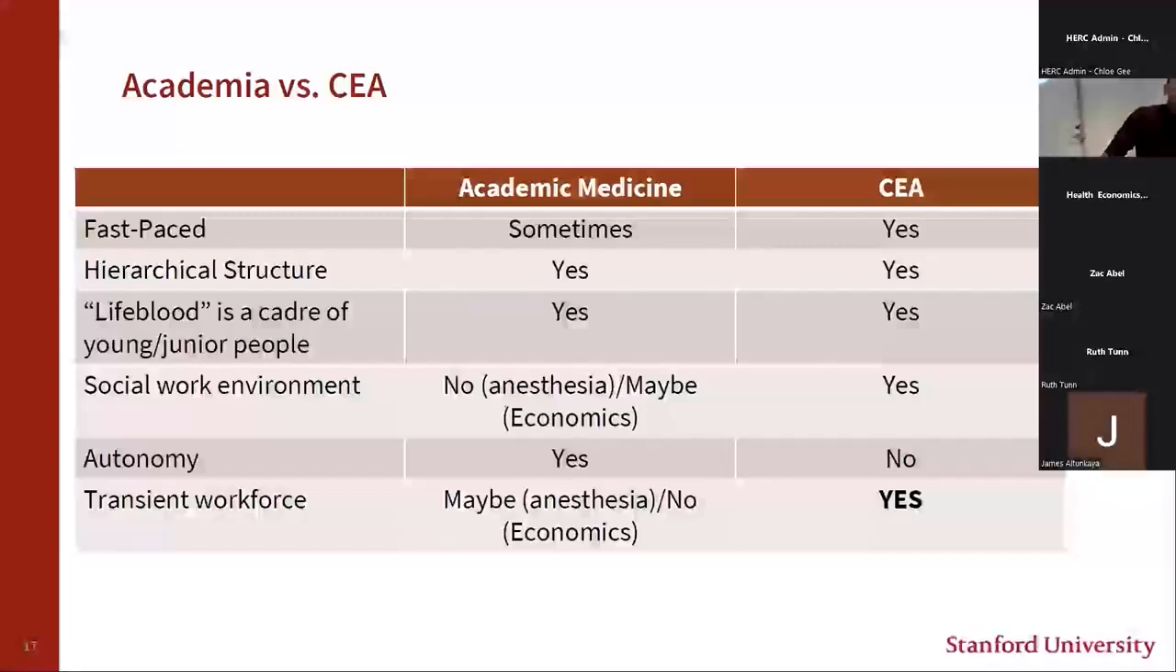Hierarchy. I know most of academics is not terribly hierarchical, and a lot of people like academics because of the autonomy. I would say within academic medicine, though, there's a bit more hierarchy. The CEA, as I just mentioned, is extremely hierarchical. Titles really matter. For example, in my department, the chairman of the surgery department, I call her Mary, right?